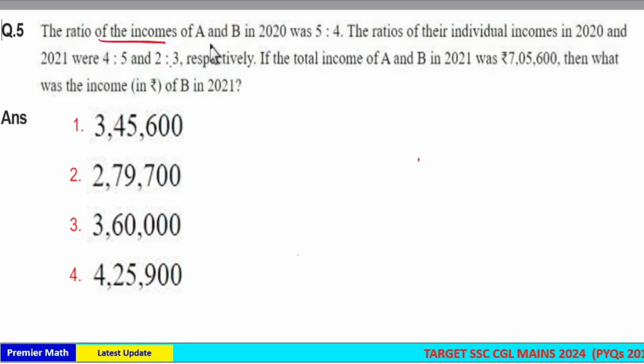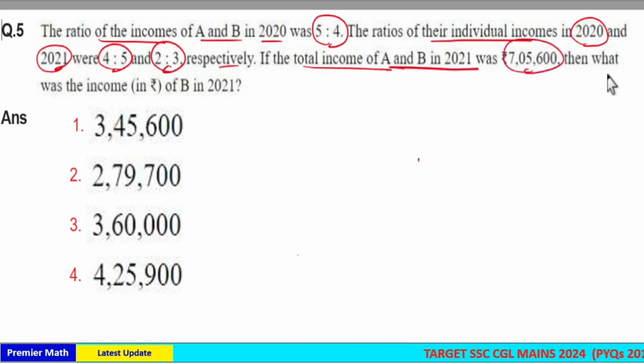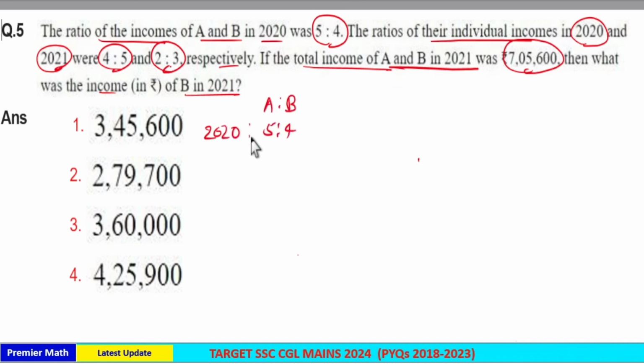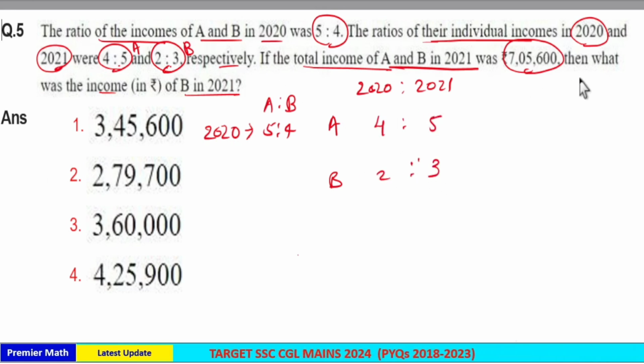The ratio of income of A and B in 2020 was 5:4. Ratio of their individual incomes in 2020 and 2021 were 4:5 and 2:3 respectively. If the total income of A and B in 2021 was 7,56,000, then what was the income of B in 2021? In 2020, the ratio of income of A and B was 5:4. And the ratio of their individual incomes of A and B in 2020 and 2021 were 4:5 and 2:3. 4:5 for A and 2:3 for B. Now, income of B in 2021 is 3 part.